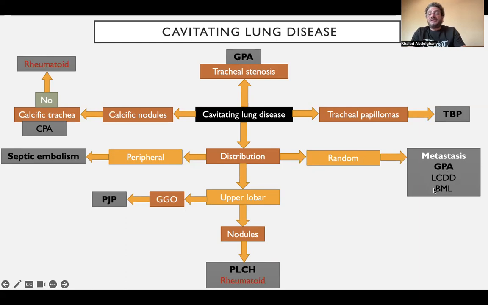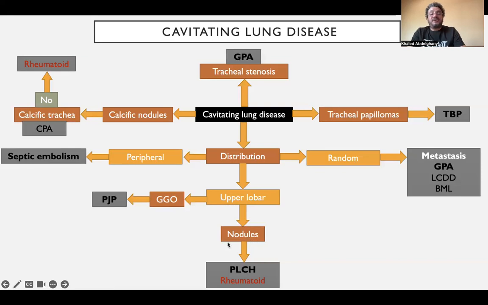The other 2 entities are very rare: light chain deposition disease and benign metastasizing leiomyoma of the uterus. If the distribution craniocaudally is upper lobar predominant, check the nodules or the ground glass opacity in upper lobar predilection. If it is parahilar ground glass opacity with cystic changes, this is diagnostic for Pneumocystis jirovecii pneumonia.